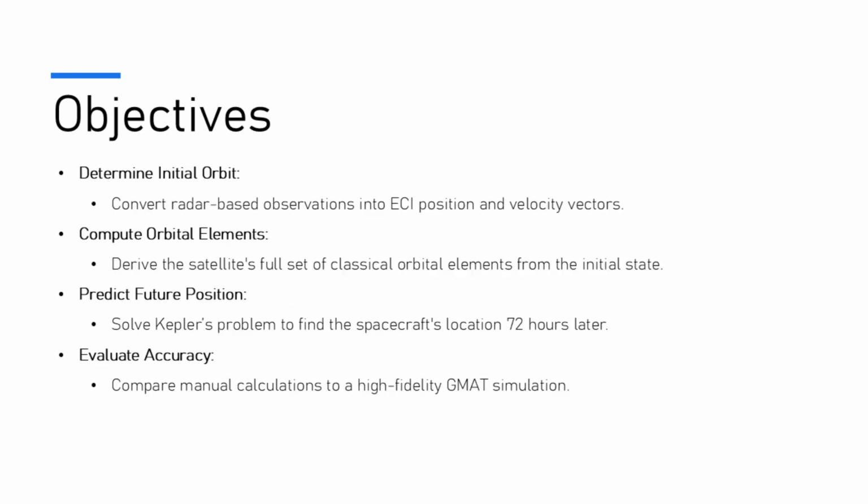My objectives are to first determine the initial orbit by converting radar observations into Earth-centered inertial position and velocity vectors. Next, I must compute the orbital elements from the given initial state. I will then solve Kepler's problem to predict the future position of the satellite 72 hours later. Lastly, I will evaluate the accuracy of my results by solving the same problem using NASA's GMAT software.